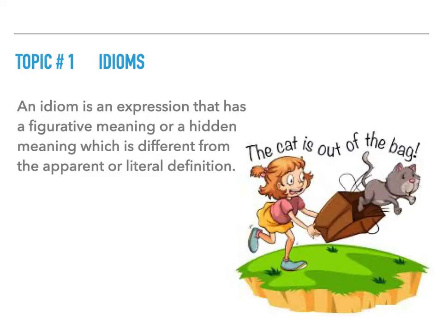Next is explanation or definition of an idiom. An idiom is an expression that has a figurative meaning or a hidden meaning which is different from the apparent or literal definition. You already know that it has two different meanings. Apparent meaning is different. We don't go for it. We just go for the hidden meaning, that is figurative meaning behind it, or metaphorical description, right?